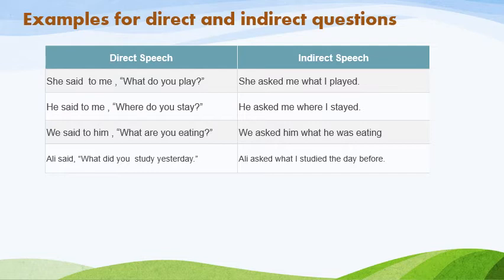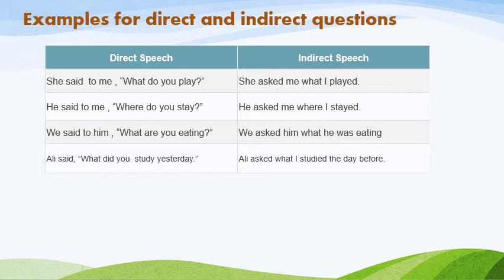The second one: he said to me, "Where do you stay?" Look, when you transfer this question from direct into indirect, the same steps will be followed as in the first example. The words "said to" change into "asked," and the WH word "where" stays the same. I removed the verb "to do."